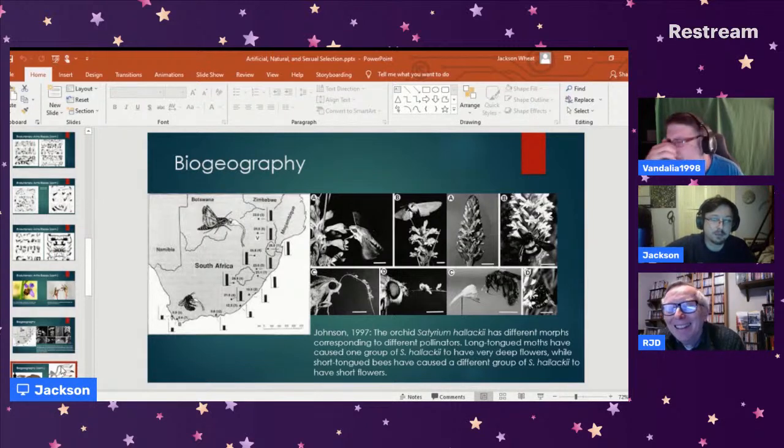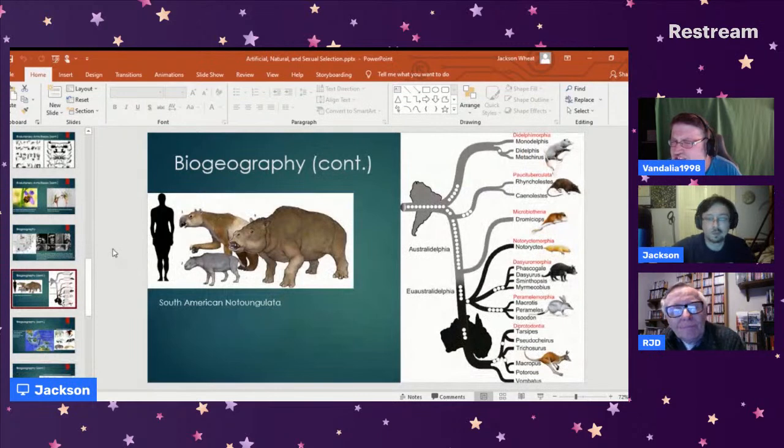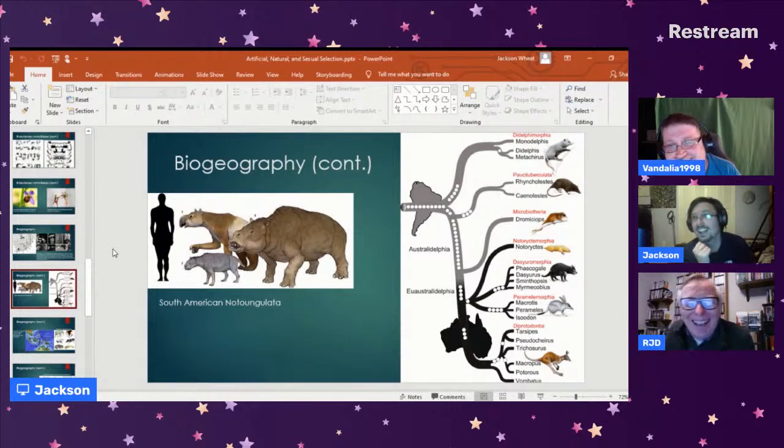Wasn't there some kind of flower that had a very long stem, and Darwin was looking for a moth that could pollinate it? That was long before they actually found the bug that pollinated it. That was Angraecum sesquipedale, a Madagascan orchid. I hate how you can remember all these names, Jackson. I can't remember the hawk moth's name, but Angraecum sesquipedale.